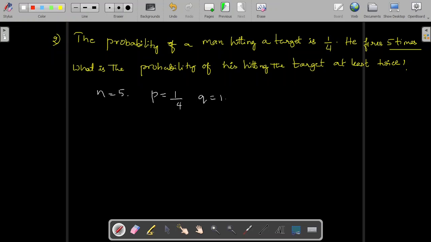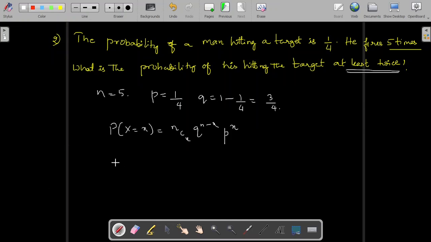So q equal to 1 minus p, 1 minus 1 by 4, that gives you 3 by 4. Q is 3 by 4, p is 1 by 4, n equal to 5. You have to find out the probability of hitting the target at least twice. So we have the probability mass function, P of x equal to nCx, q to the power n minus x into p to the power x.